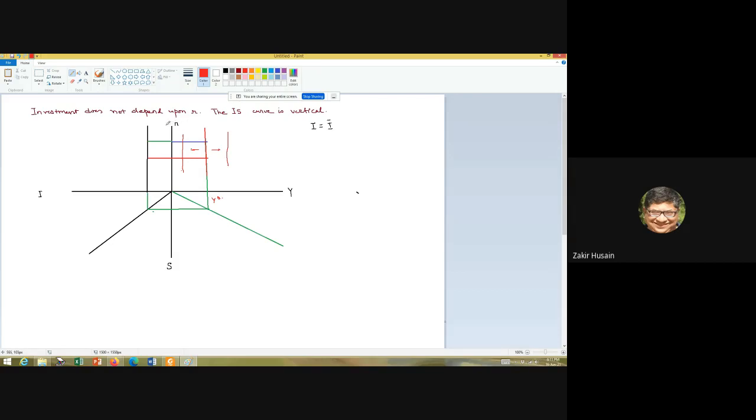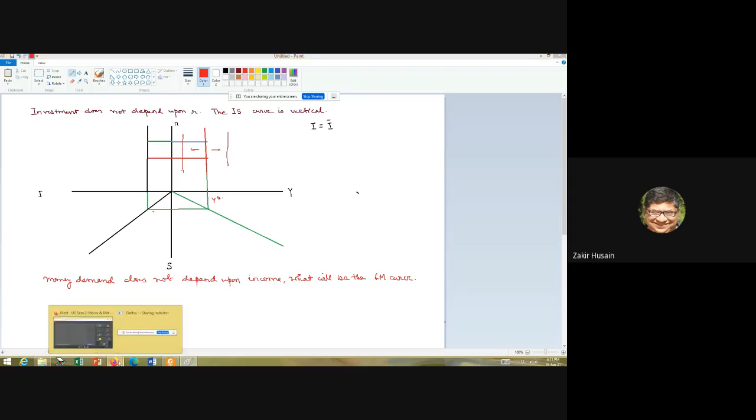Now tell me, if money demand does not depend upon income, what will be the LM curve? So please draw this, and I'll stop presenting and you can show it.